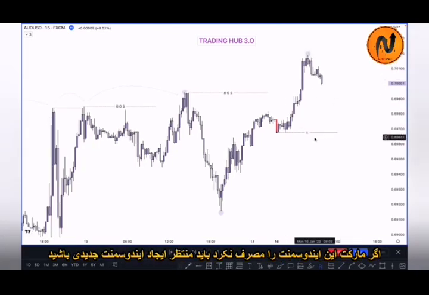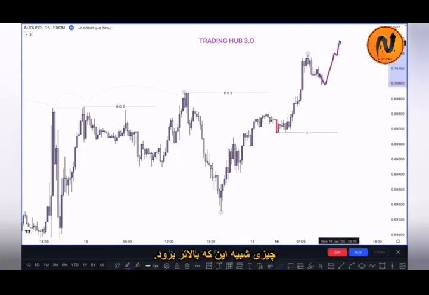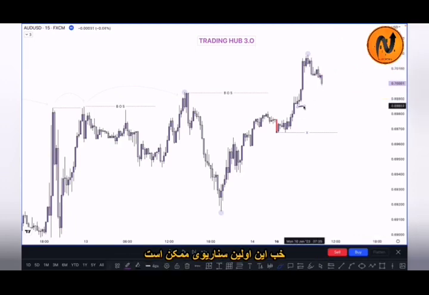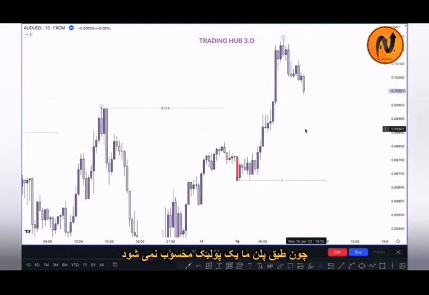If market has not taken out this inducement, then you have to wait for a new inducement to be created, something like this, go higher high, and then what happens here: market can take this inducement, tap an unmitigated order block and go higher high. So this is the first possible scenario, and this is not a valid inducement, because it is not valid as per our entry plan.